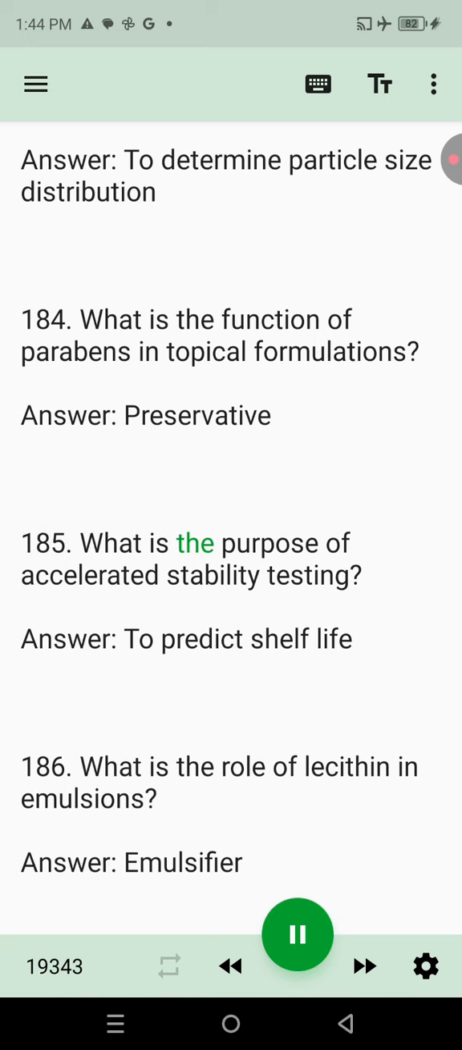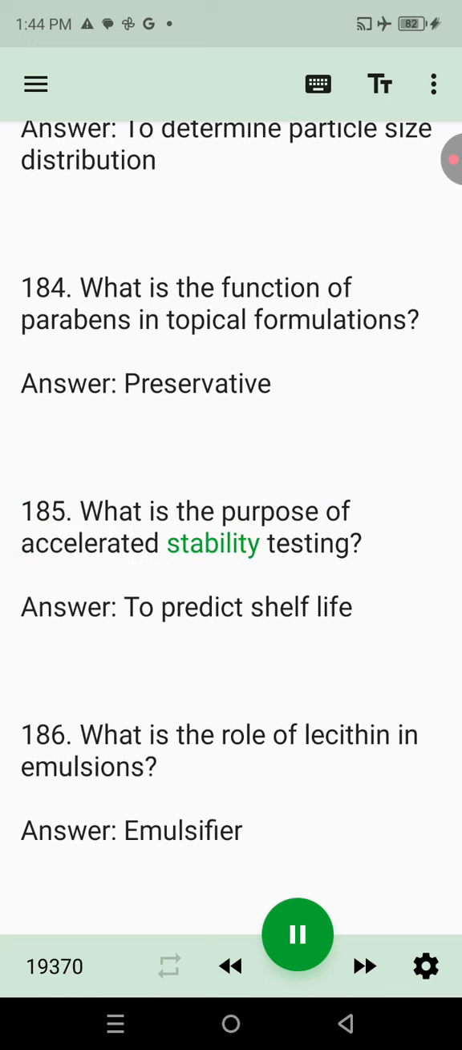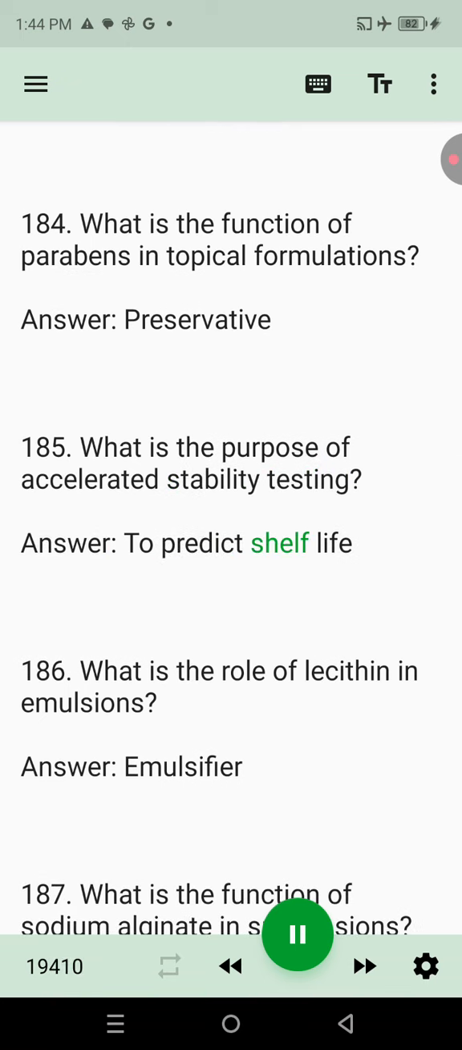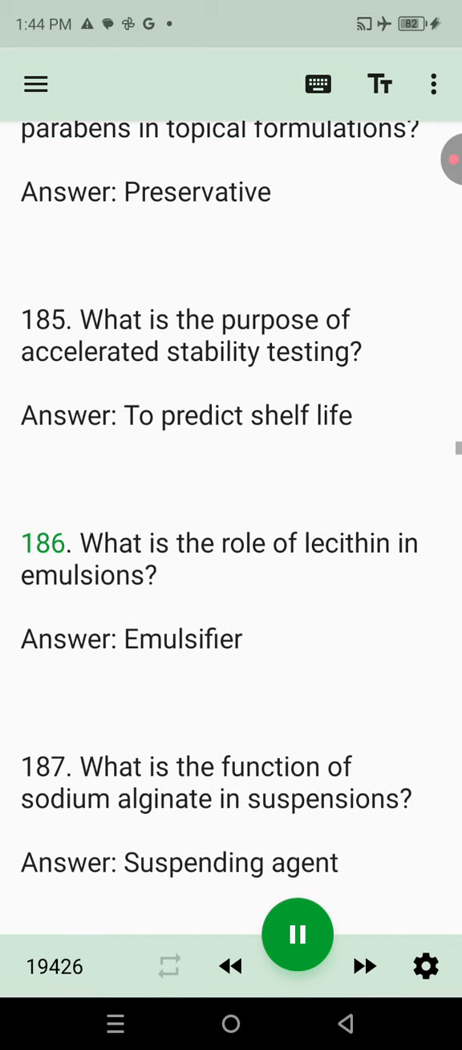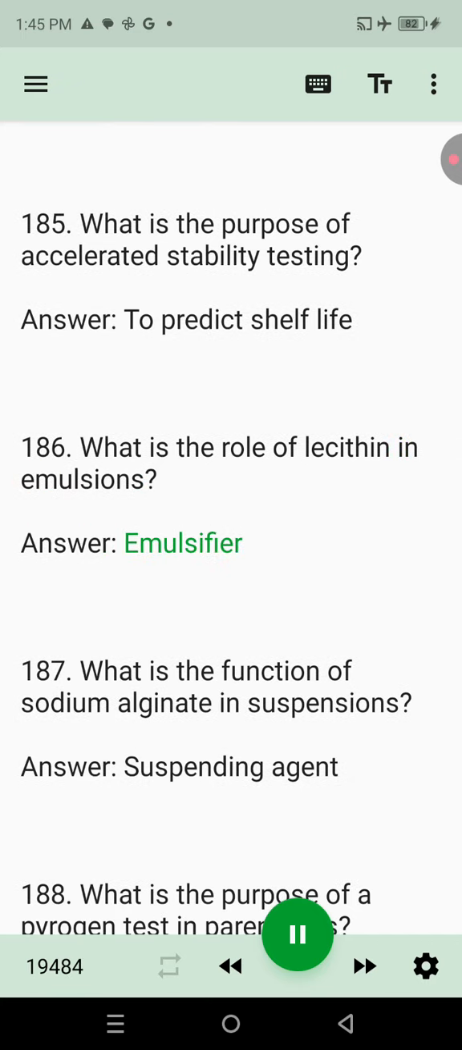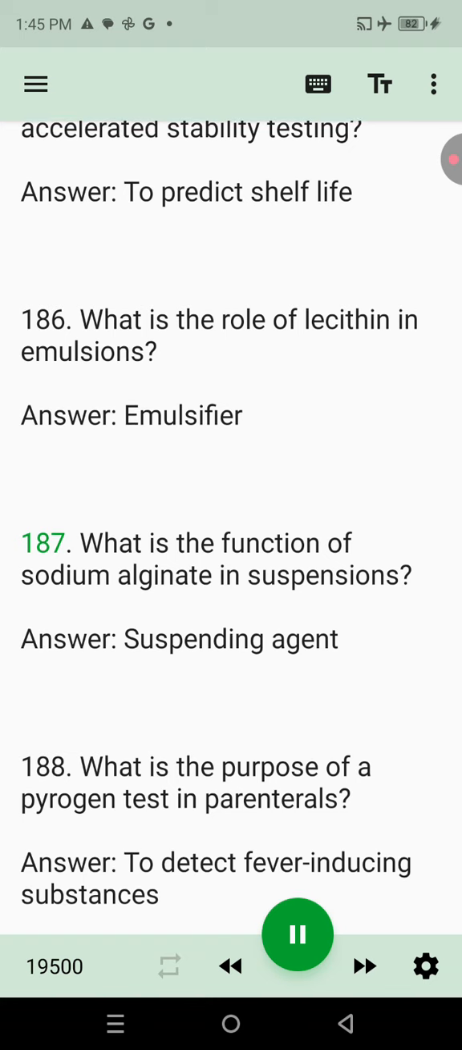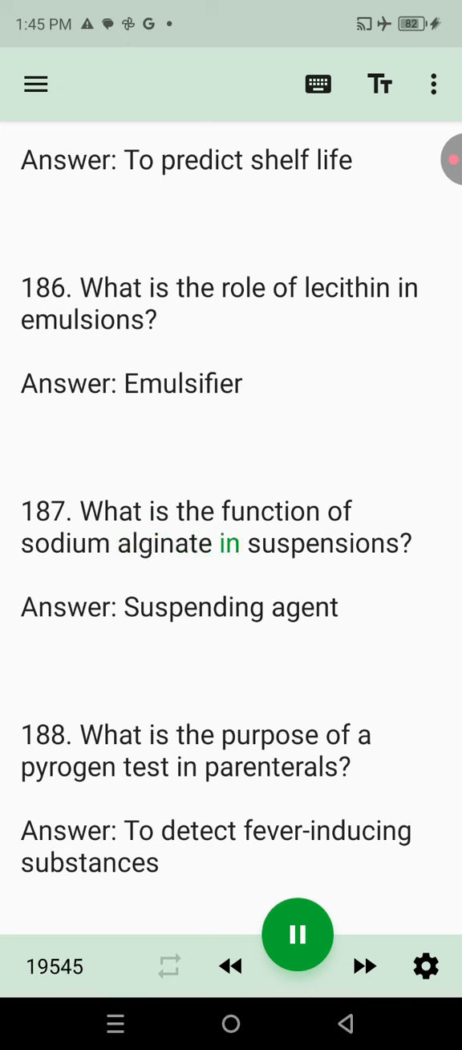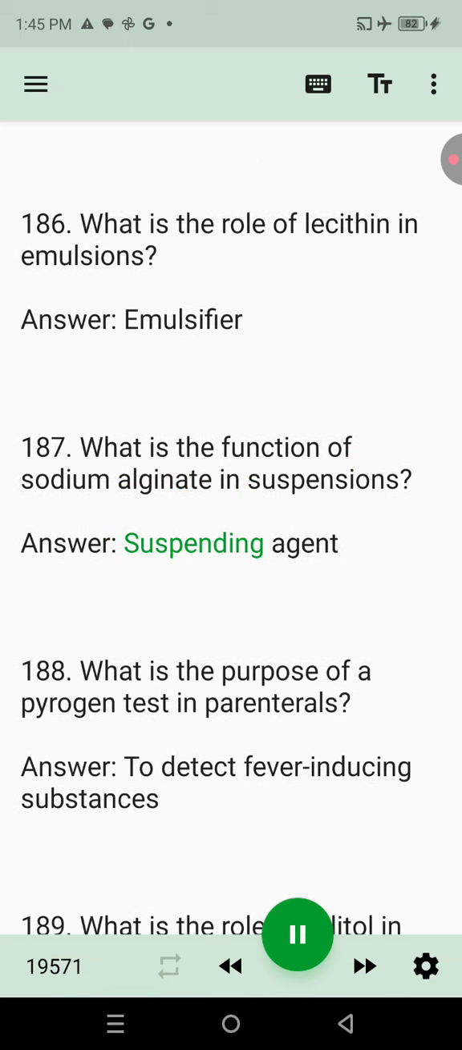185. What is the purpose of accelerated stability testing? Answer: to predict shelf life. 186. What is the role of lecithin in emulsions? Answer: emulsifier. 187. What is the function of sodium alginate in suspensions? Answer: suspending agent.